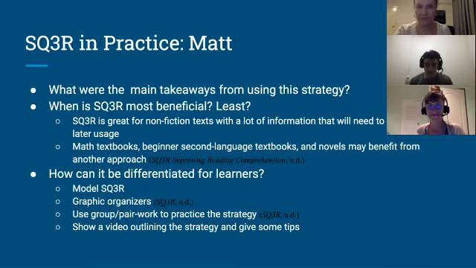Reciting. This is just another way of checking your understanding. Someone who's good at reciting will have to use some good metacognition. Be very self-aware. Like, do I really understand this? That's also another strategy that helps you interact with the text.